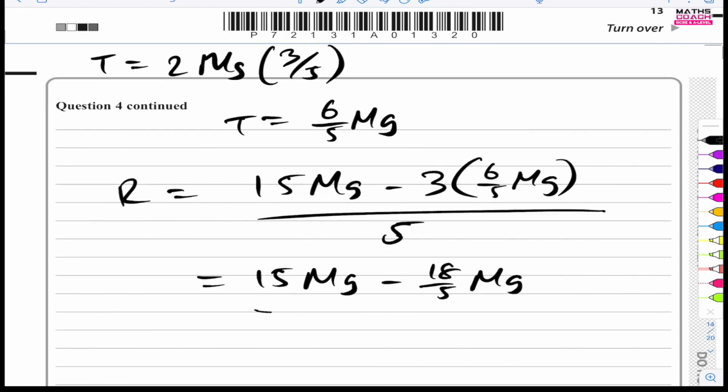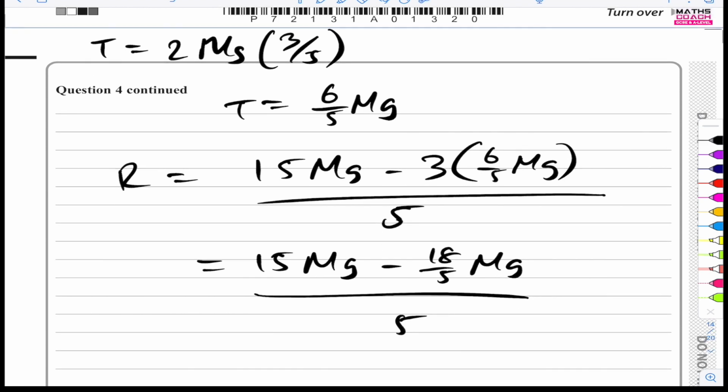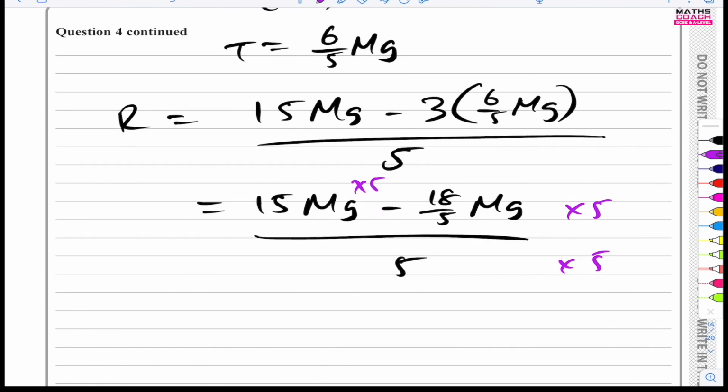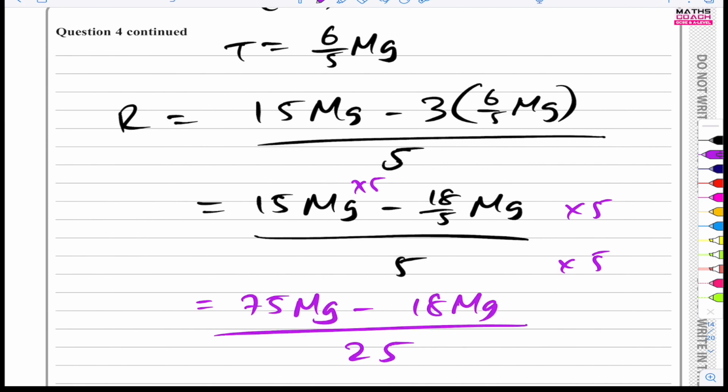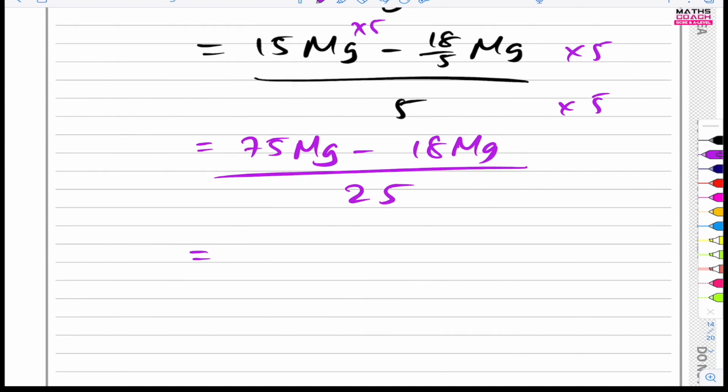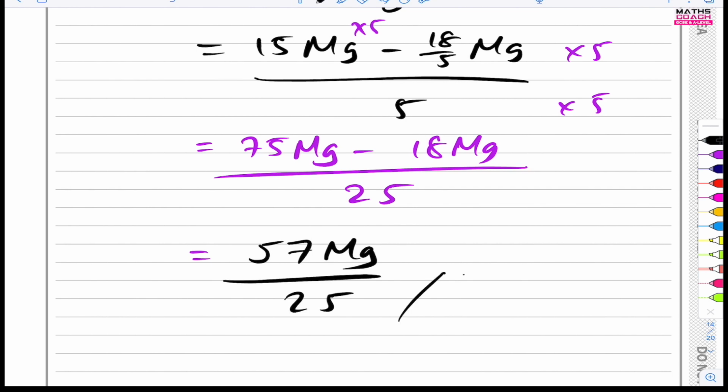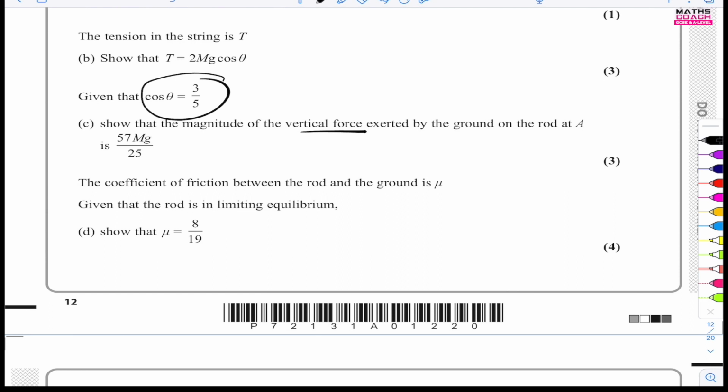mg over 5. Now, I want to get rid of that fraction right here. How do I do that? I multiply everything by 5. What does that give me? 75mg minus 18mg all over 25. So 75mg minus 18mg gives us 57mg all over 25. And that's my final answer. Now, the last part of this question: the coefficient of friction between the rod and the ground is mu.